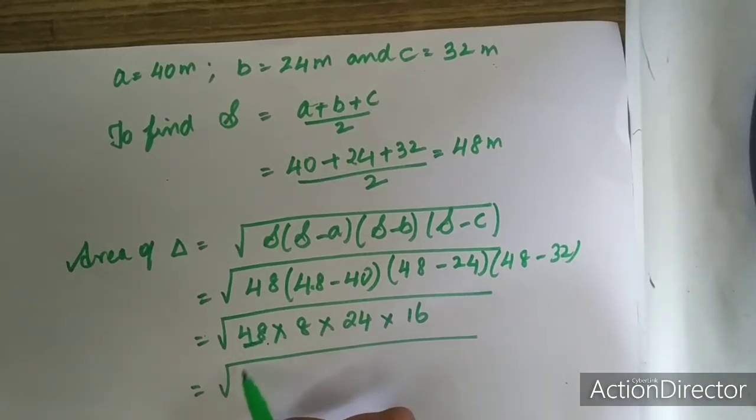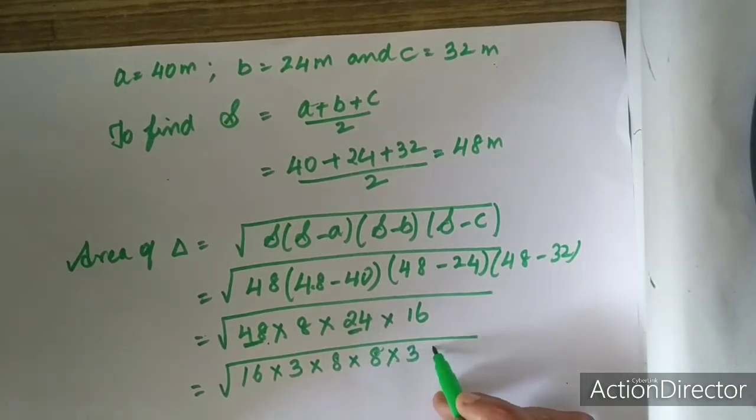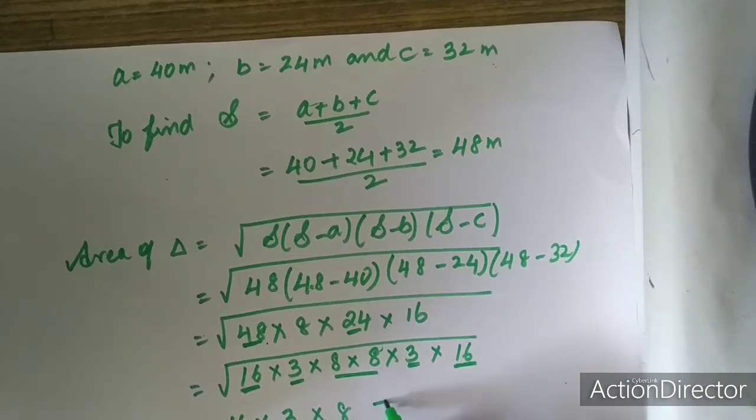This 48 can be written as 16 into 3, and this 8 is written as it is, and this 24 can be written as 8 into 3, into 16. For finding square roots, we will make pairs of equal numbers. So 16 and 16 are there, 3 and 3 are there, and two 8s are there. So we can take one number outside, that is 16 into 3 into 8, which comes out to be 384 meters square.